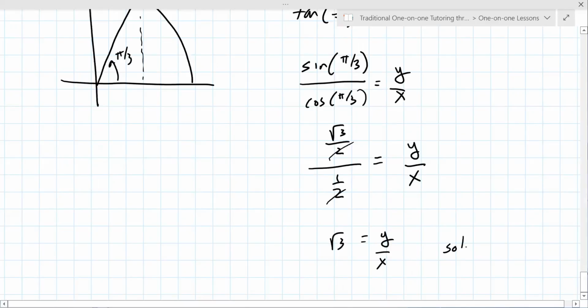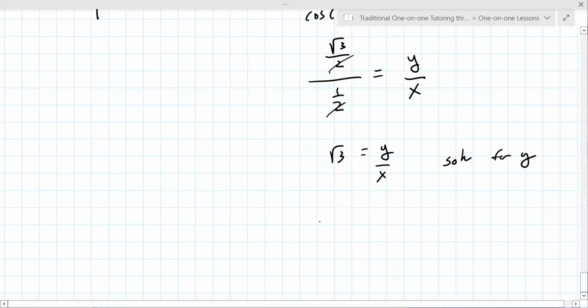And if we solve for y, it becomes root 3 times x, right? Actually, that's better said. So let me move that and let me move this around. Yeah, it's root 3 times x.